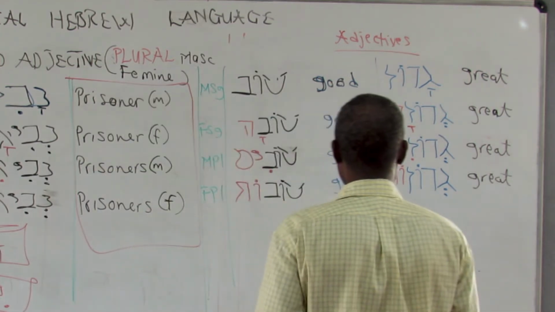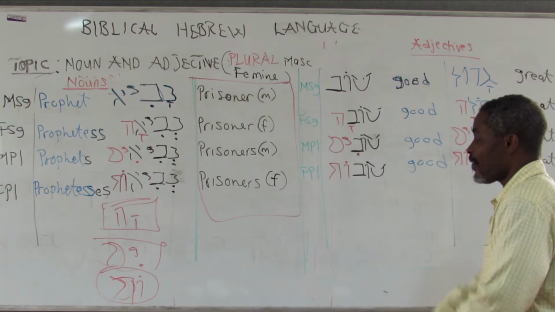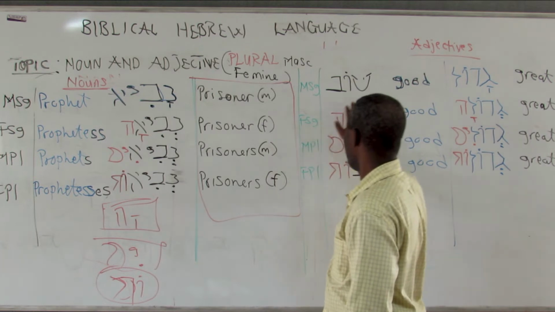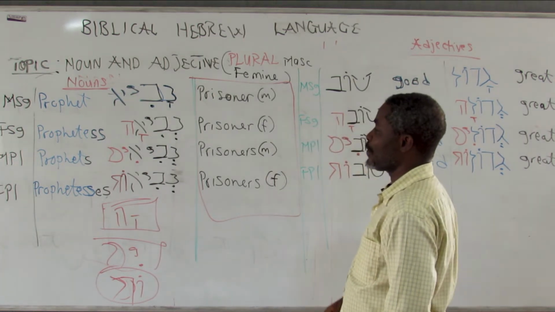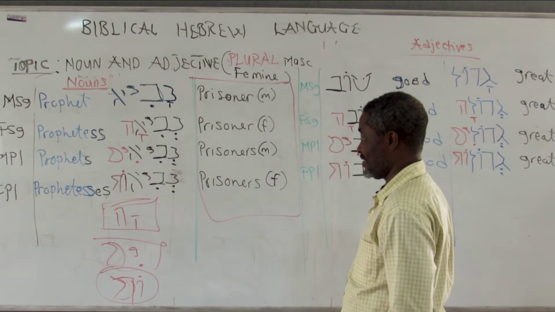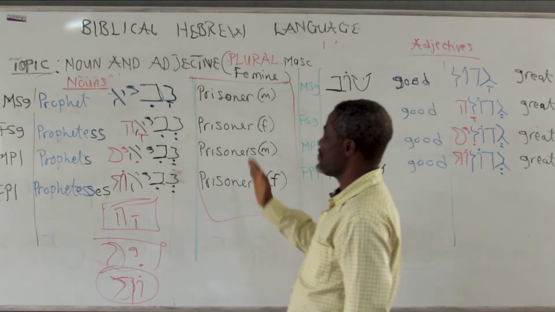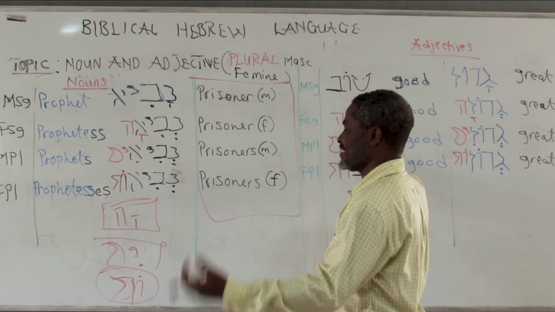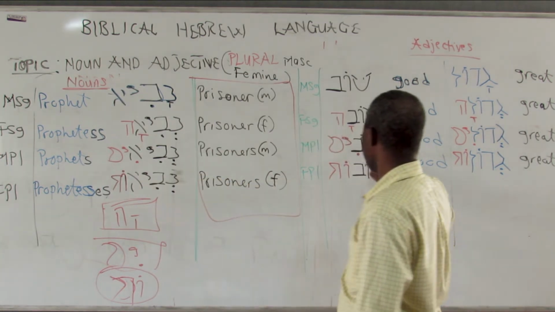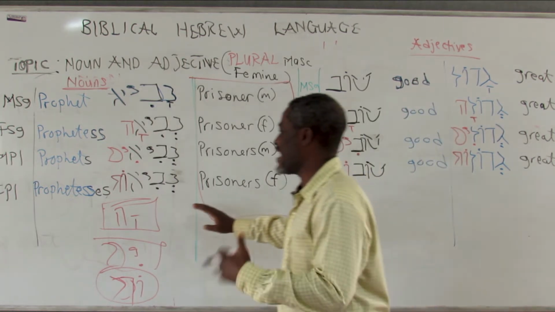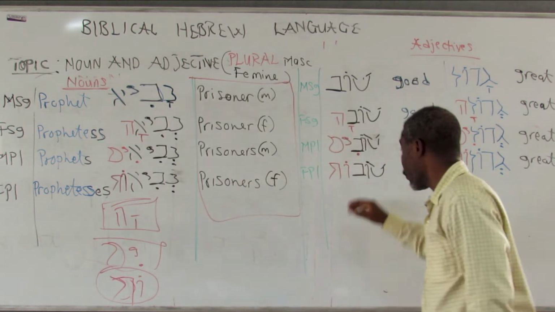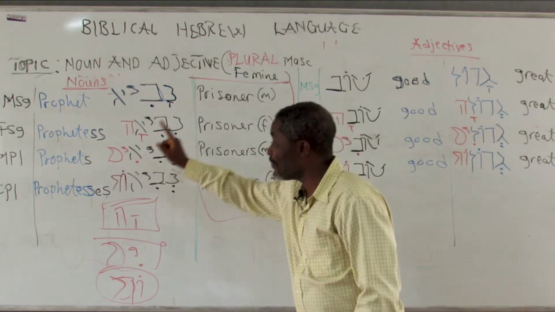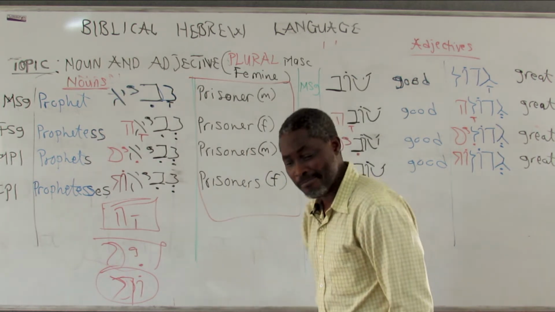So if we want to say good prophet, it becomes nabi tov. But if you want to say good prophetess, it becomes nebiha tova. Good prophets becomes nebihim tovim. Good prophetesses becomes nebihot tovot. Because the adjective has to agree with the noun in gender and in number.